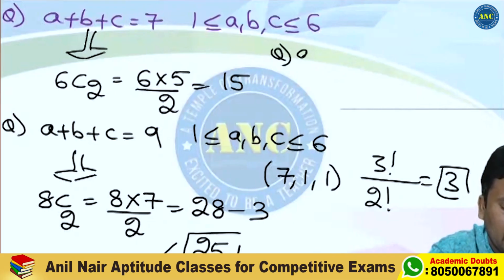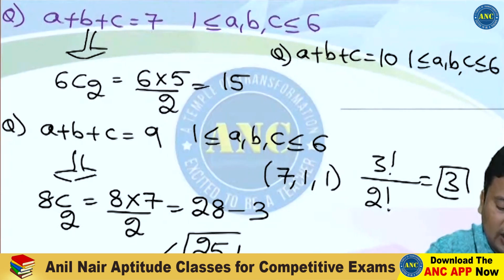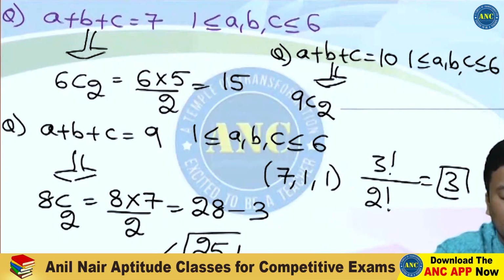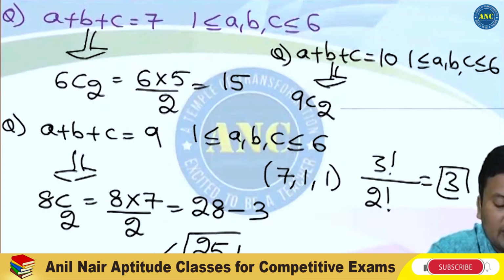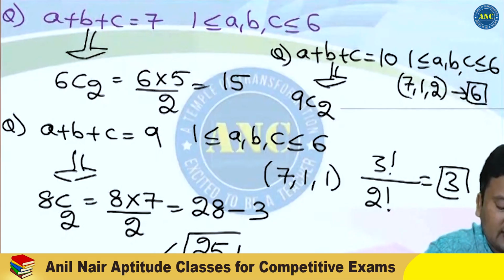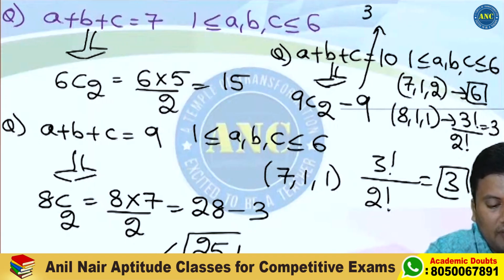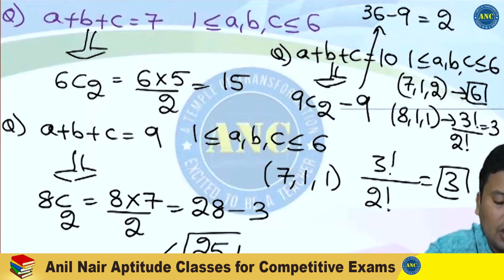Similarly, one more I eliminated. A plus B plus C equals 10, with 1 less than or equal to A, B, C less than or equal to 6. 10 gives 9C2. But there are some cases which go beyond 6. What are those cases? 7, 1, 2: 3 numbers can be arranged in 3 factorial, 6 cases. 8, 1, 1: 3 numbers can be arranged in 3 factorial, and 1 is written 2 times, so 3. 6 plus 3 is 9. 9C2 minus 9: 36 minus 9 is 27.